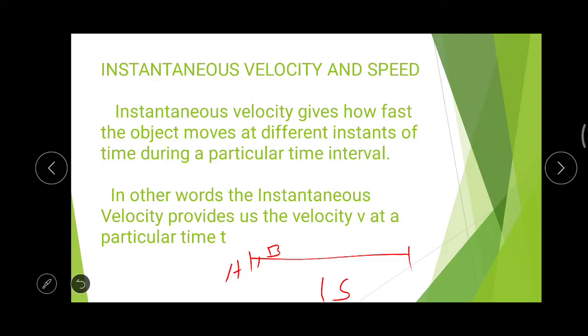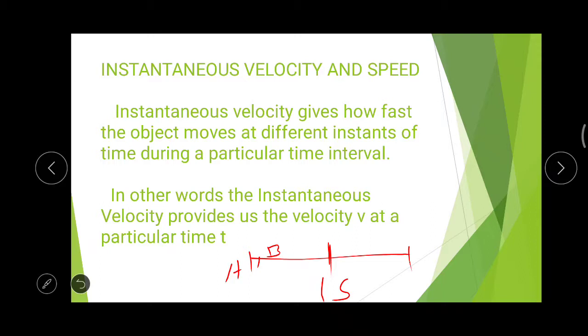Average velocity is the velocity for a time interval, but if you want to find the velocity at a particular, fixed time, then that velocity is known as the instantaneous velocity. Average velocity is the velocity in between a particular time interval, and the instantaneous velocity is the velocity for a particular time, not a time interval. So remember these points.